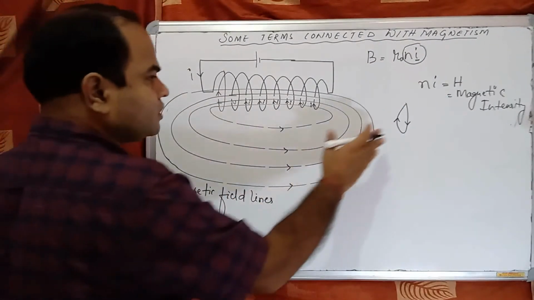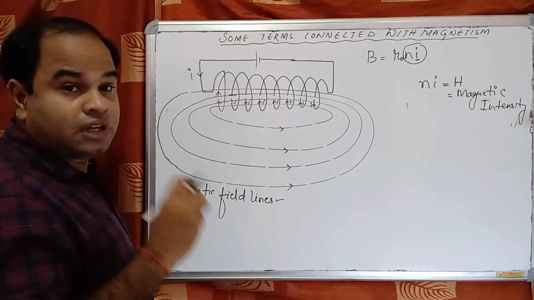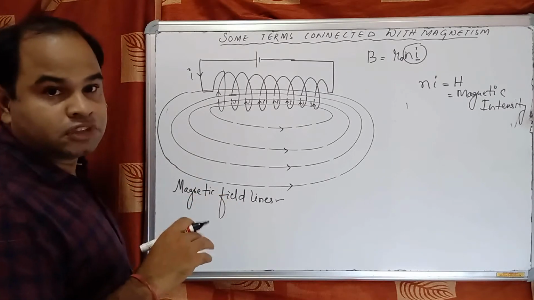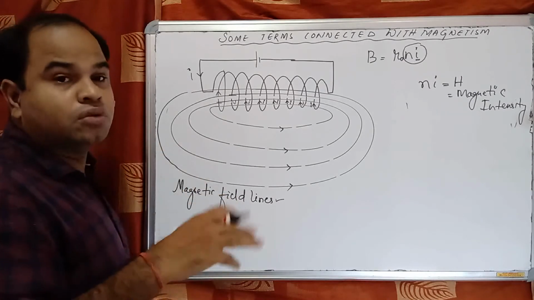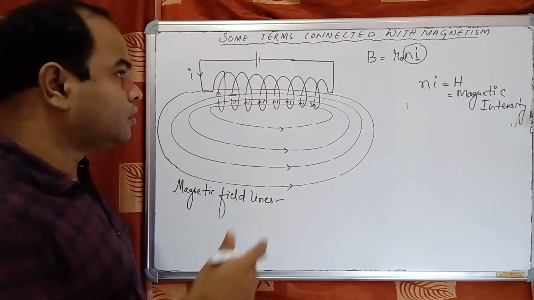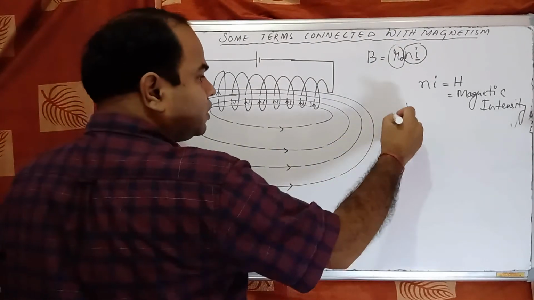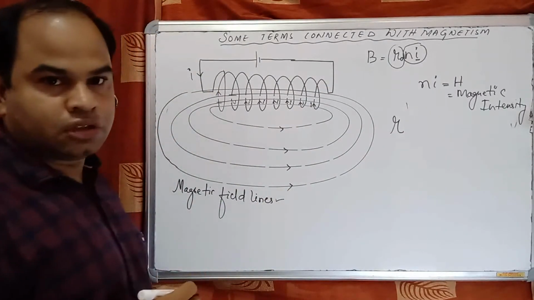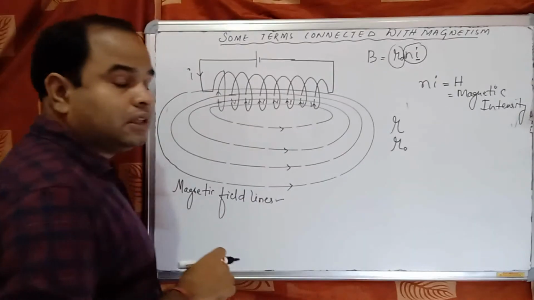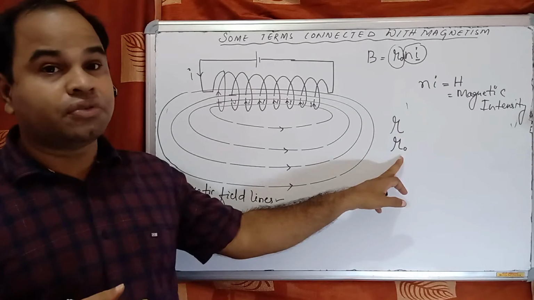When the magnetic field lines are produced, they will move through the medium. It is the medium which allows these field lines to pass through it. That is called permeability. If the field lines are traveling in the air medium, it is called μ₀, the permeability of air medium.